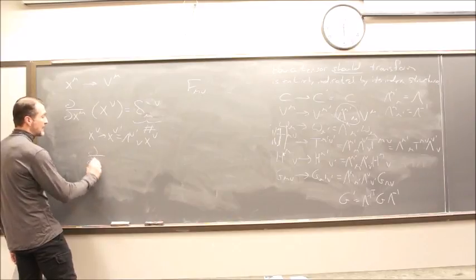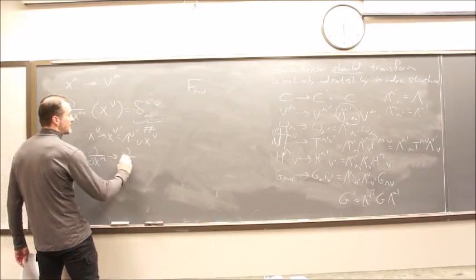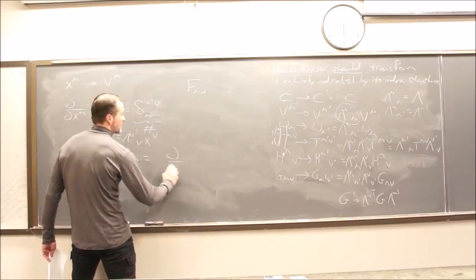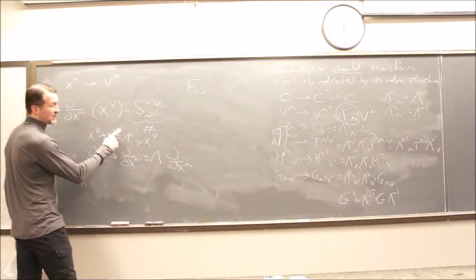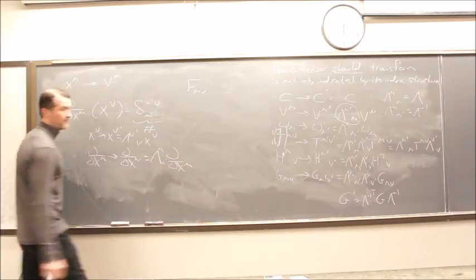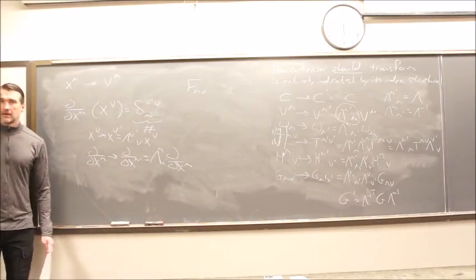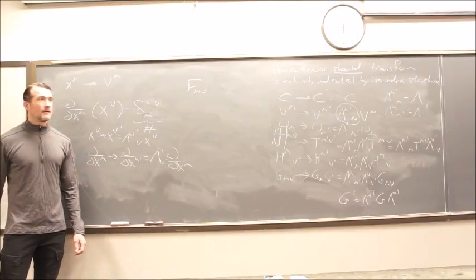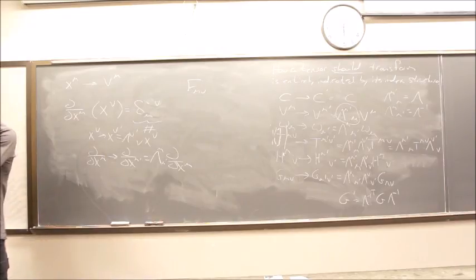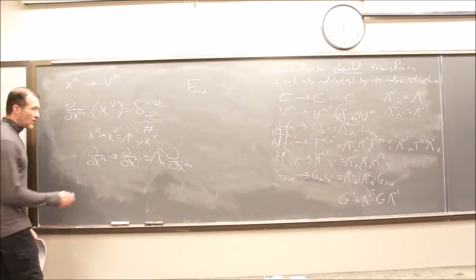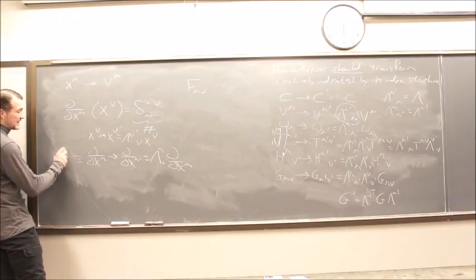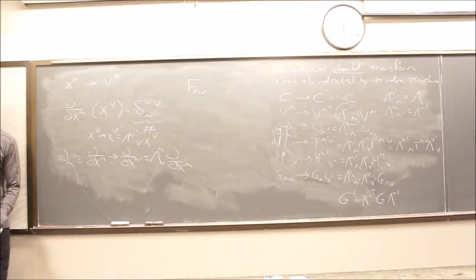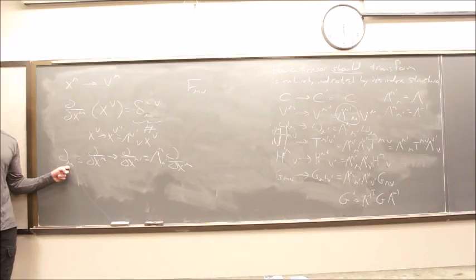So d by dx mu should become d by dx mu prime, which I get from d by dx mu by the application of mu prime. But what kind of object is that transforming like? A dual vector. It's transforming like a dual vector. In fact, in this class, we will often refer to this as d mu, to remind ourselves that the derivative transforms like it has a dual vector index.